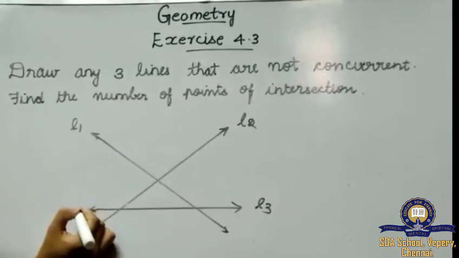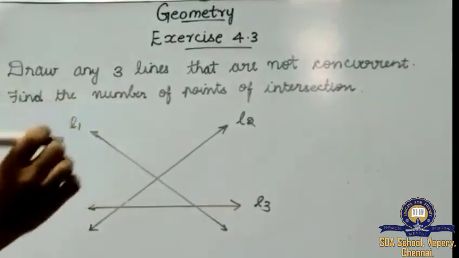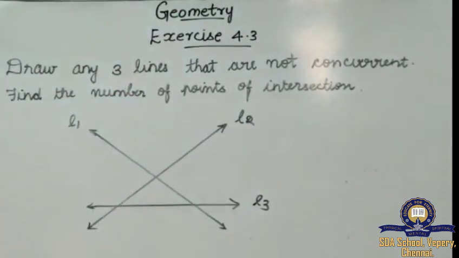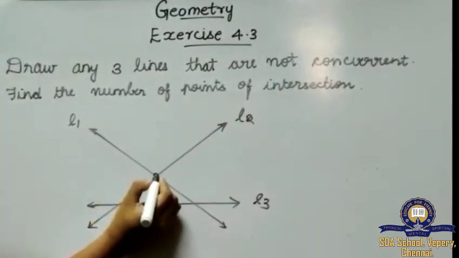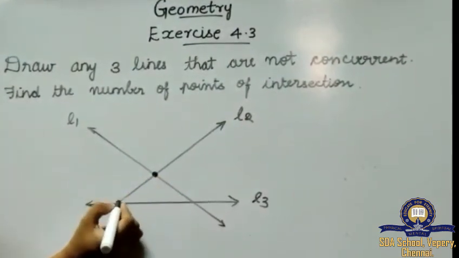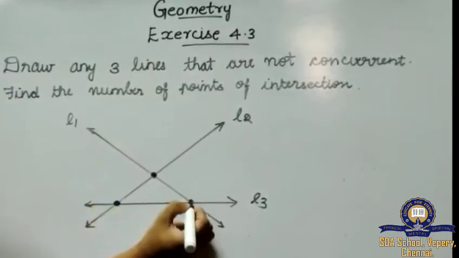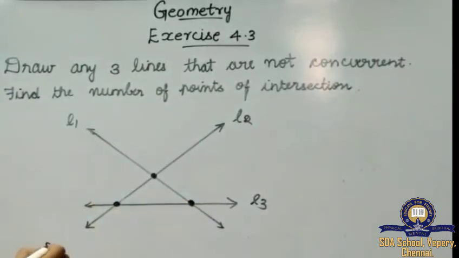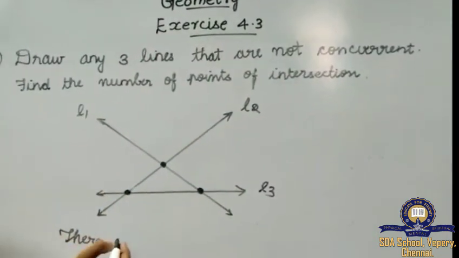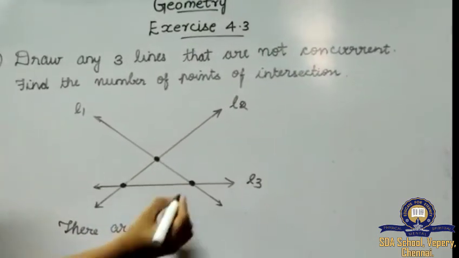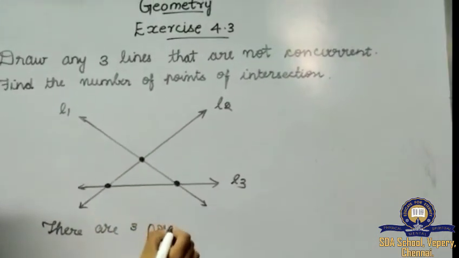They are asking us to find out the number of points of intersection. You could see that this will be 1 point of intersection, this will be 1 point of intersection and this will be 1 point of intersection. So there are 3 points of intersection.